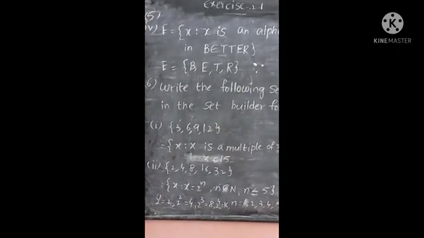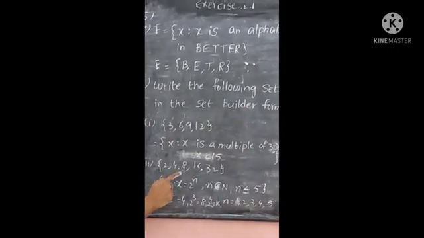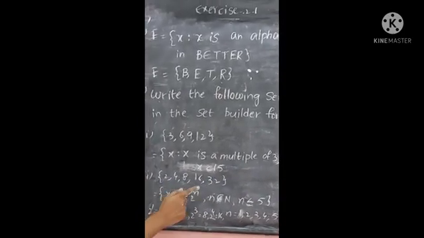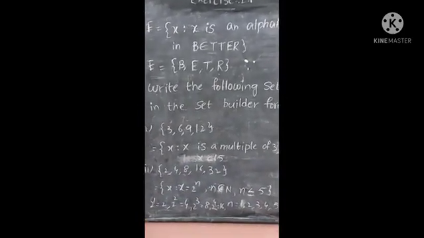Okay. Next, see the second question. 2, 4, 8, 16, 32. These are the elements given. Observe these numbers.